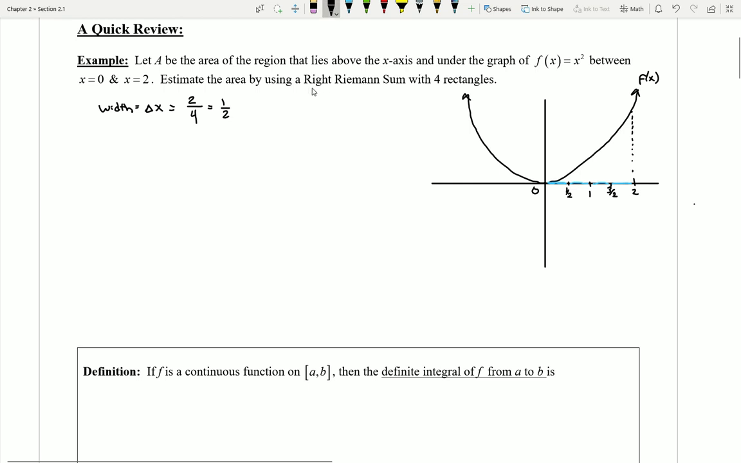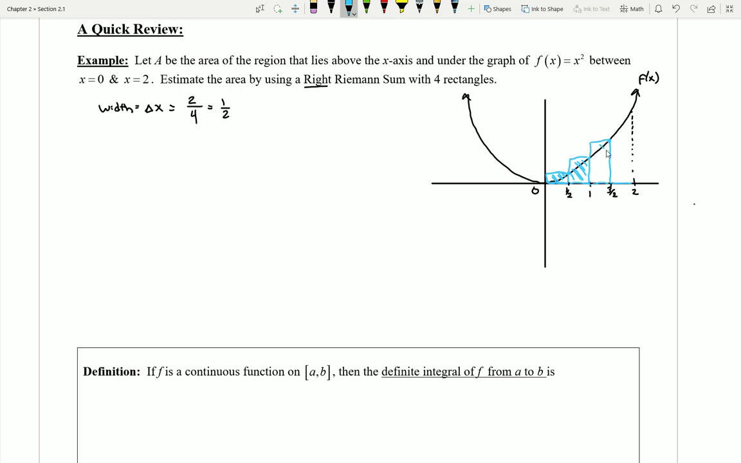Well, remember that if I'm doing a right Riemann sum, I'm going to start at the right edge of each rectangle and go up until I hit the function, and then just cap off my little rectangle. I'm going to do the same thing for each of these. I'm going to start on the right-hand side, go up, hit the function, and just cap that off. And so I'll do that here for each one of these.